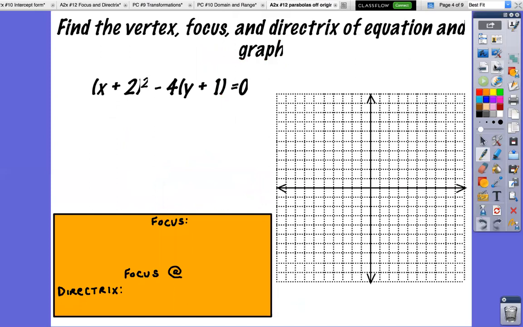So let's get started. I want you to find the vertex, the focus, and the directrix of the equation and graph. Oh boy, we're getting right into the hard stuff. Why do I always have to start so hard? Take about 30 seconds and write this down.